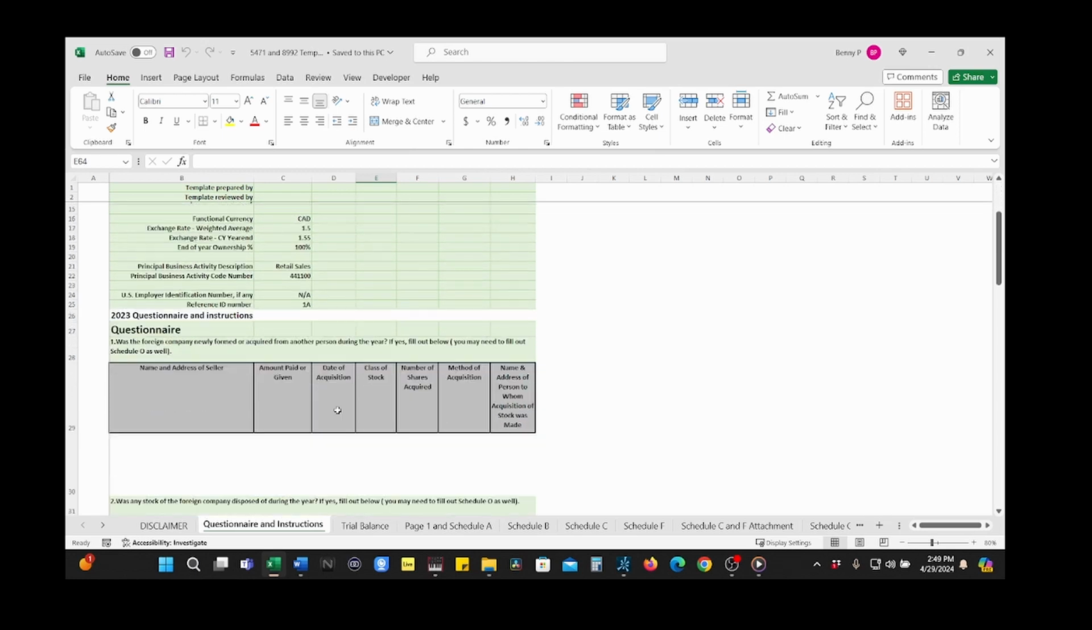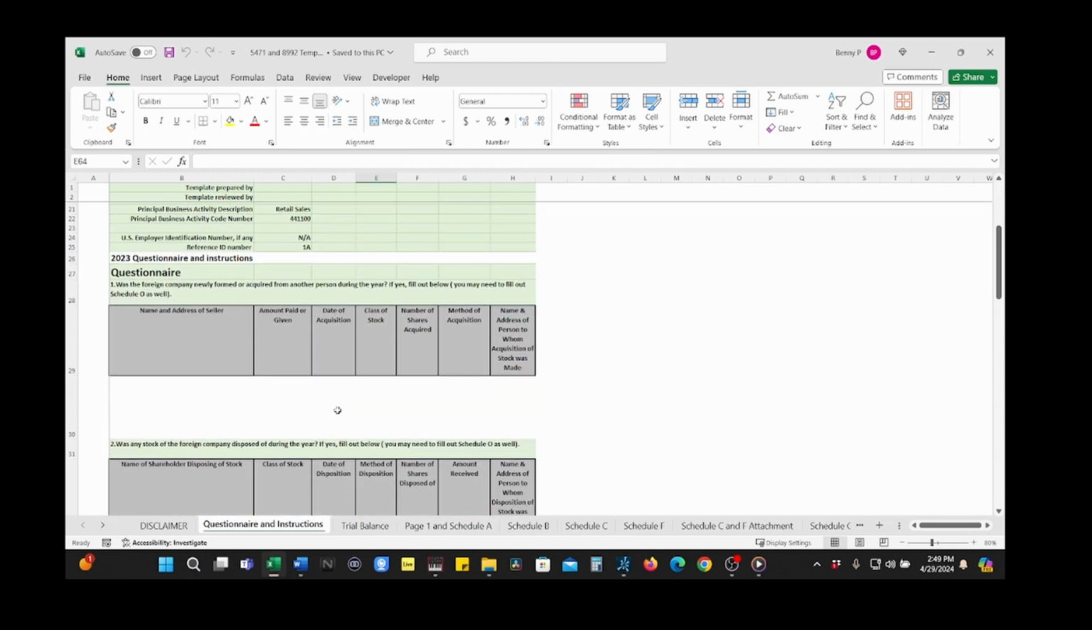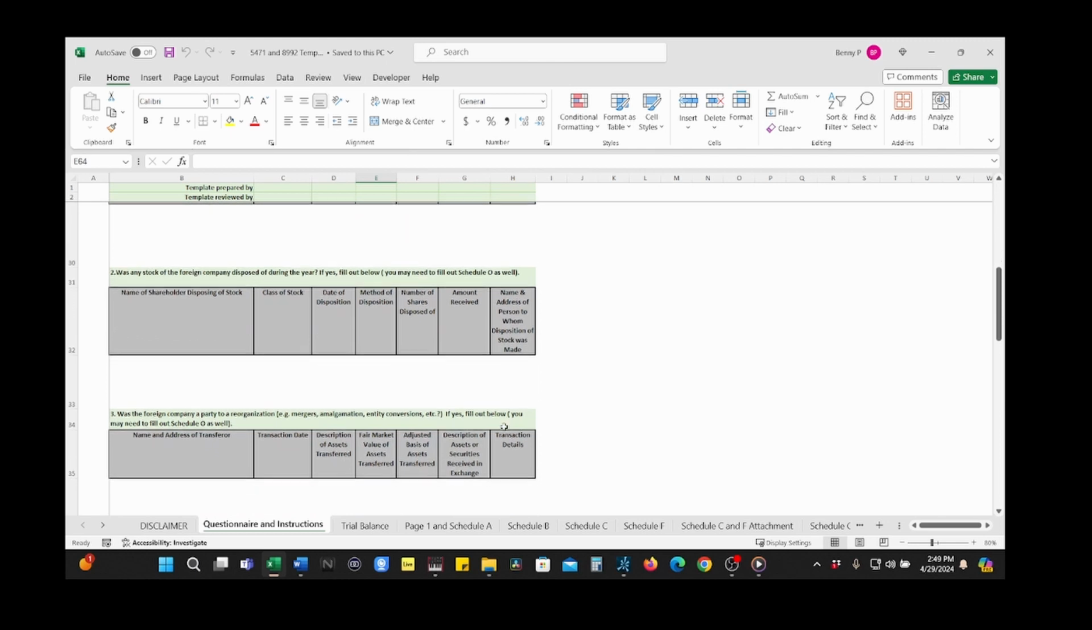The first question asks if the foreign corporation was newly formed or newly acquired during the year. This transaction usually has to be reported on Schedule O of the Form 5471. The second question asks if there is any disposition of foreign stock during the year. This may have to be reported on Schedule O as well. For questions 1 and 2, there needs to be a 10% or more change in ownership for Category 3 filing, which we'll go over later.